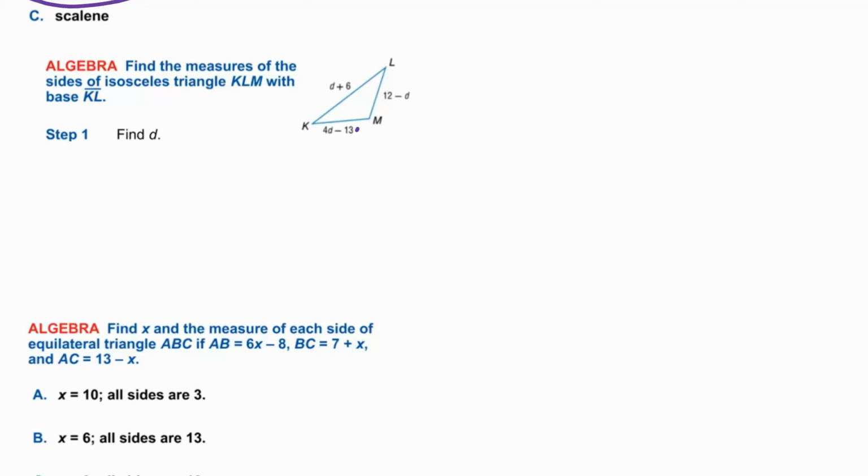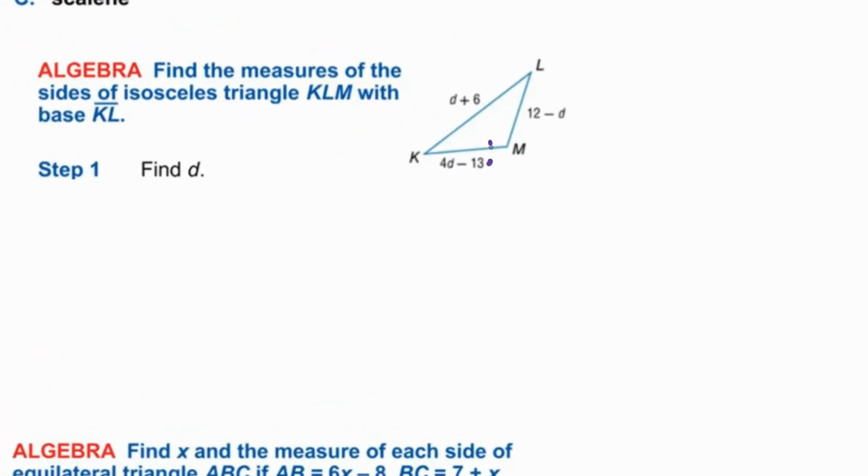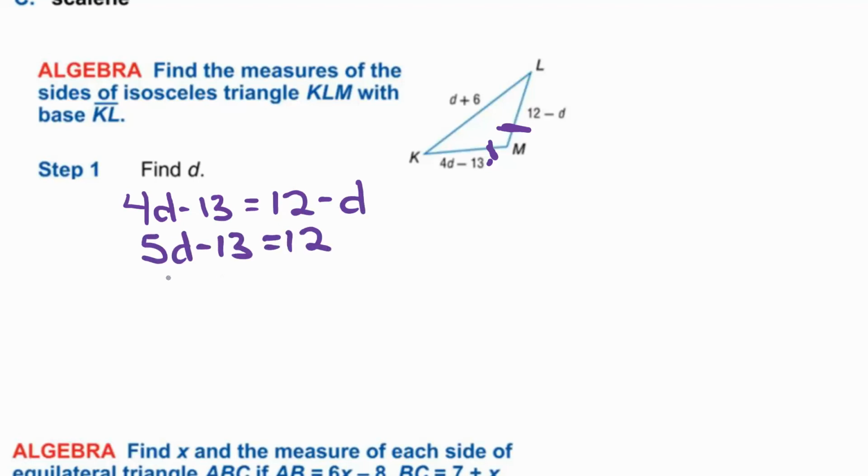Next, we're asked to find the measures of the sides of the isosceles triangle KLM with base KL. Since the base is KL, we know that KM is congruent to LM. So we would set those two equal to each other to solve for d. So 4d minus 13 equals 12 minus d. 5d minus 13 equals 12. 5d equals 25, and d equals 5.